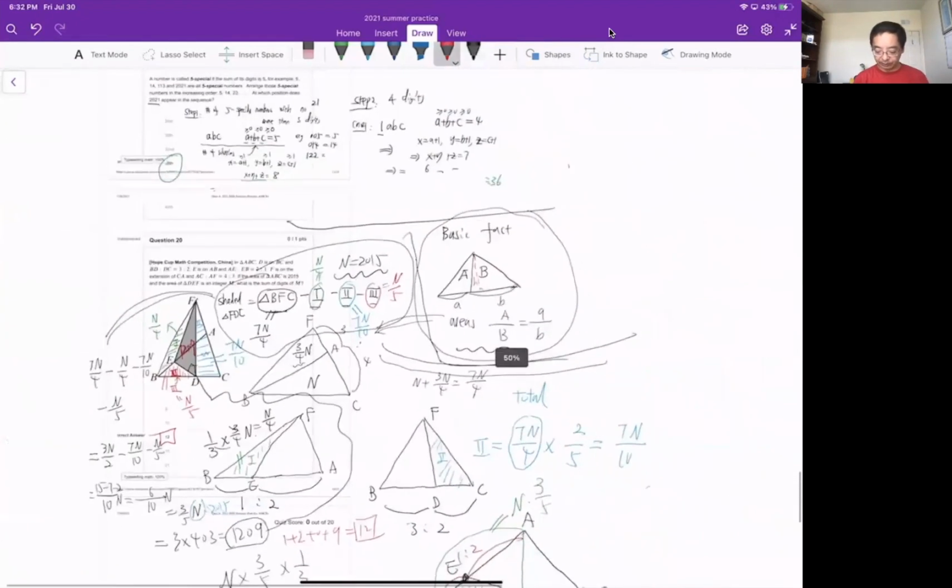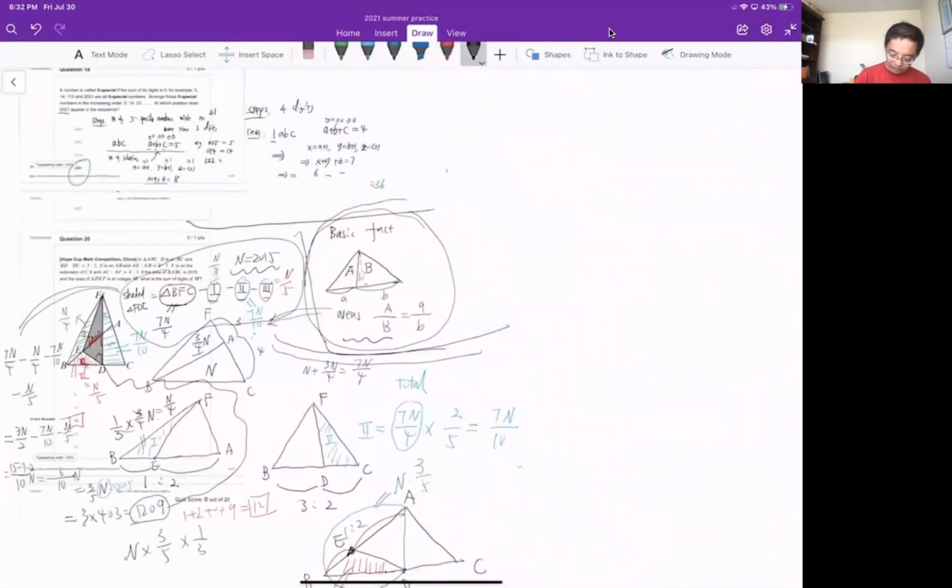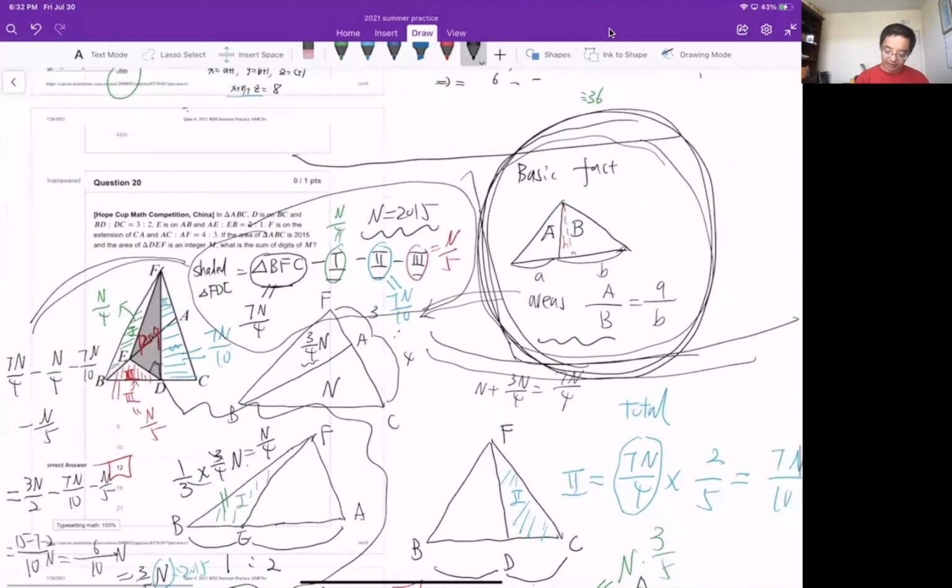Now, for this problem, again, the main thing is we just keep using this basic fact. If they share the same height, then the ratio between areas is the ratio between their side lengths, right? Keep doing that.